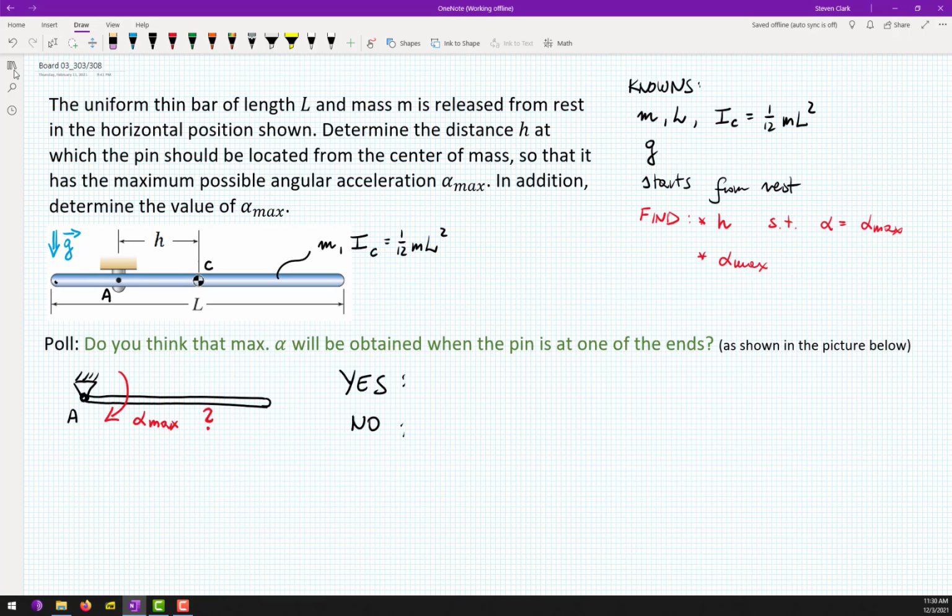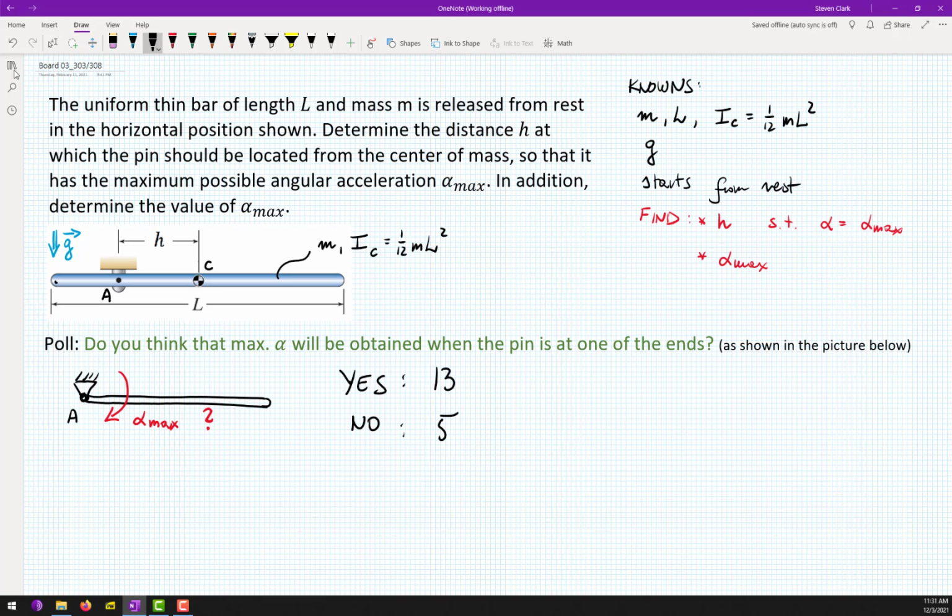Okay. So we have 1, 2, 3, 4, 5, 6, 7, 8, 9, 10, 11, 12, 13. Yes, 13 people. And no, if you vote no, put your hand up. 1, 2, 3, 4, 5. And if you don't care, put your hand up. 1. Okay, great.